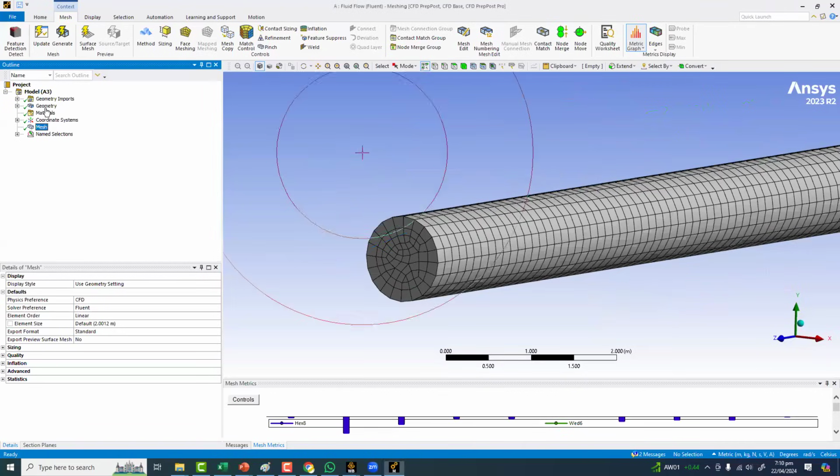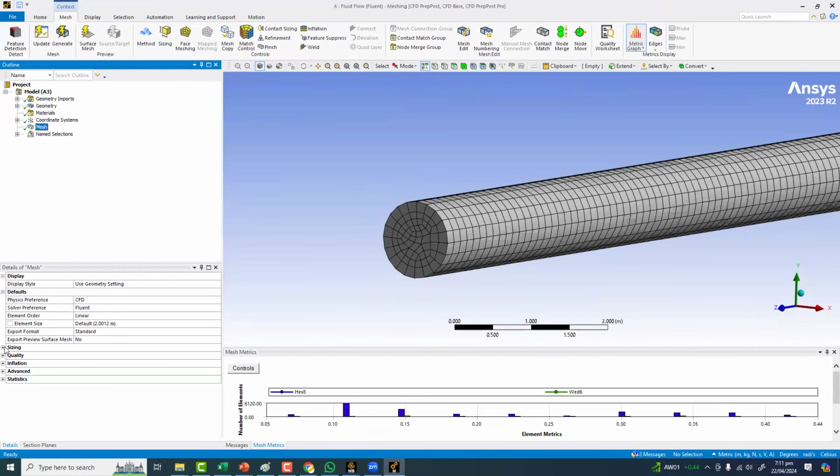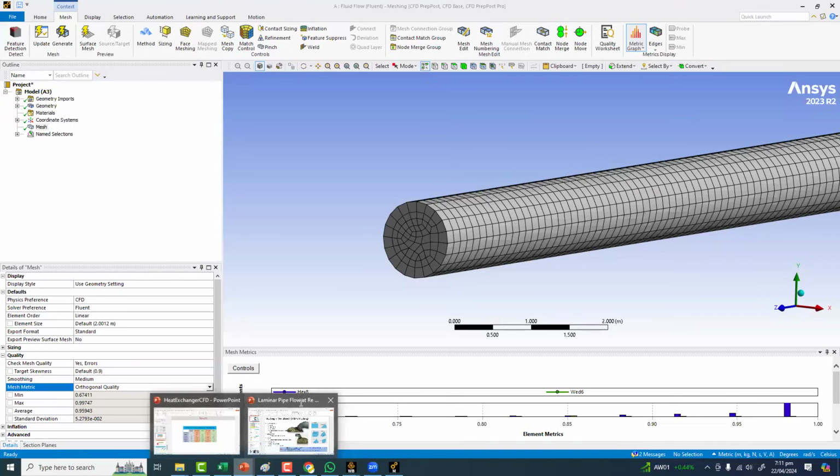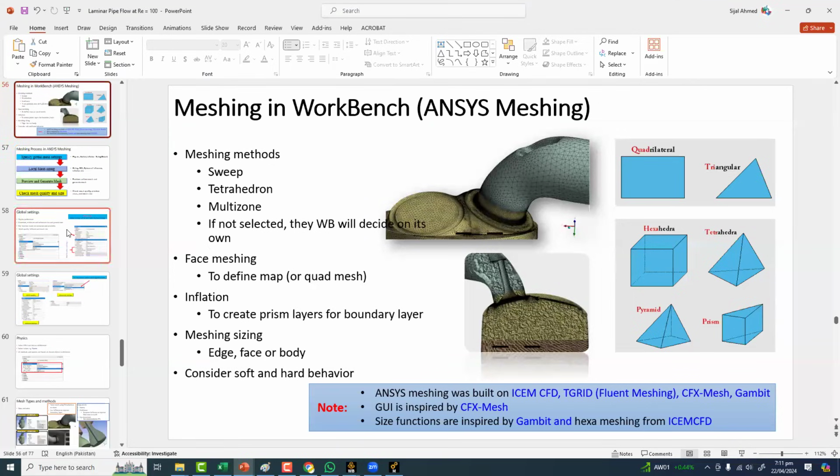Okay, so we just made the mesh without doing anything at all. We just click on the generate button, and then we just click on the update option. That's all. Okay. So right now you can see the quality, if you take a look here, and if you go to the orthogonal quality, the minimum is 0.67 and the maximum is 0.99. Okay, I think I have discussed the quality discussion or not.